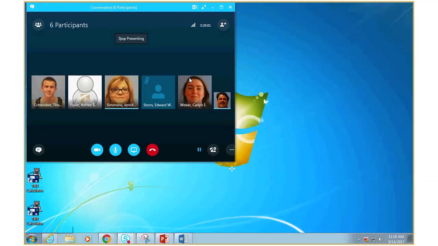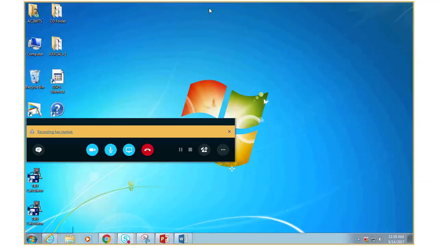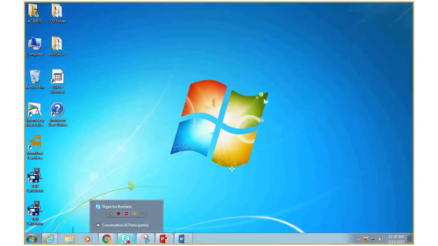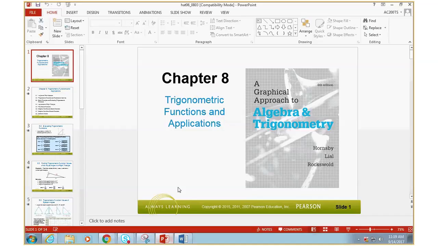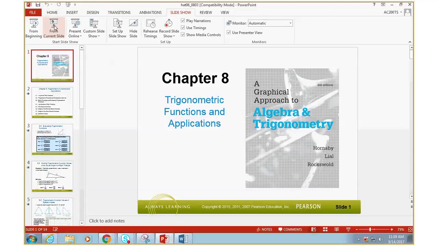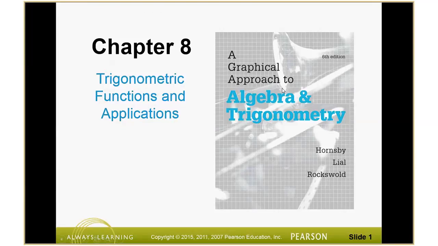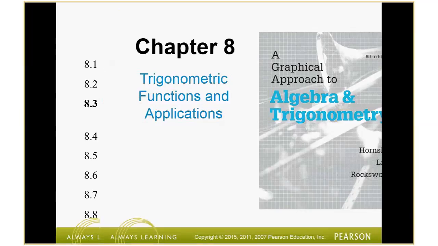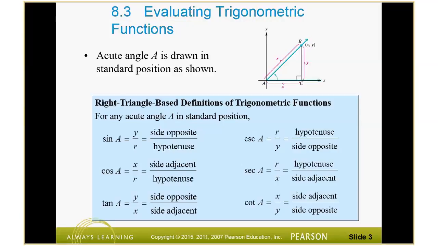Move into 8.3, I think, which is a continuation of what we've been doing. So you shouldn't have any problems. Should be it right there. Yeah. And this is just a continuation. Now, before they were using A, B, and C. Now we're using X, Y, and R.